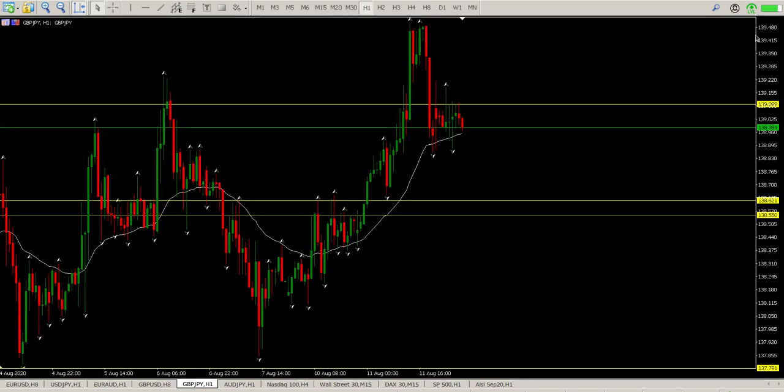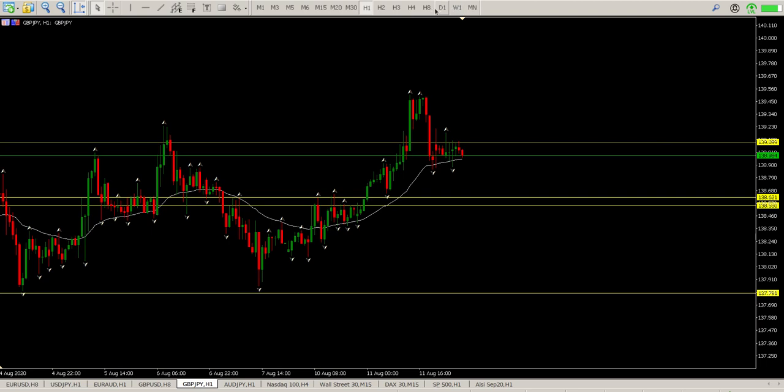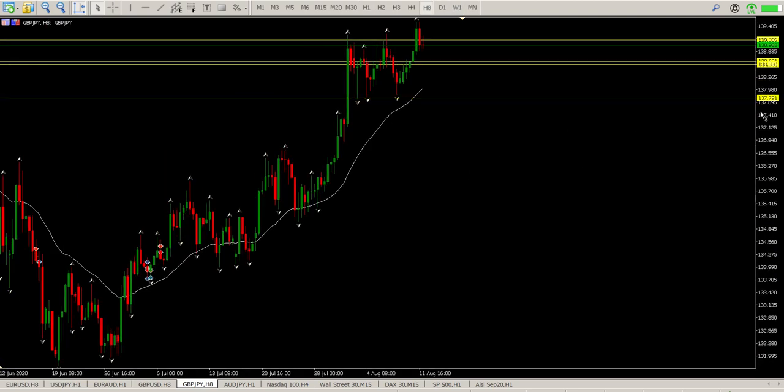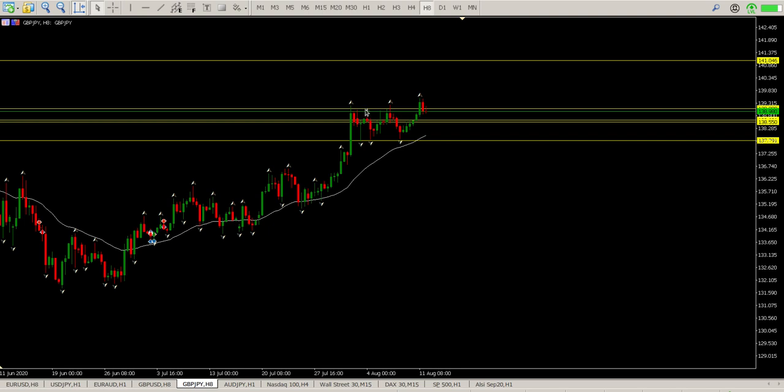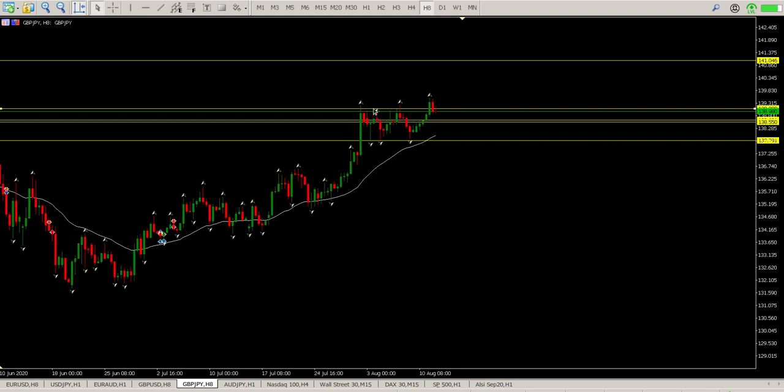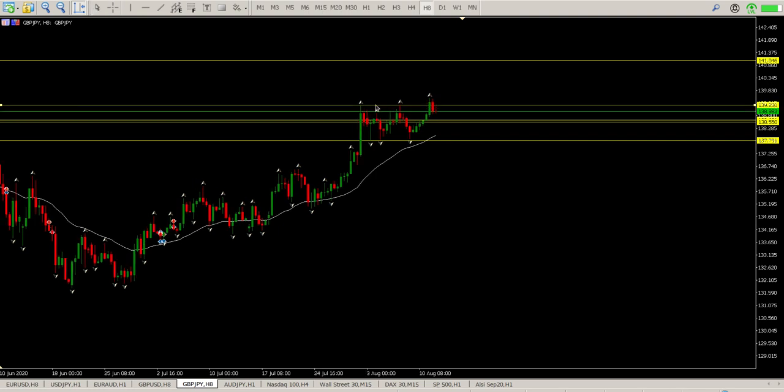Pound Japanese yen, lots of barbed wire here. Oh yeah, it's the hour, so let's just get to the 8 hour. You can see we are breaking through levels. Let me just get to the correct level there. So we've broken through that level. We are coming up to this level here.